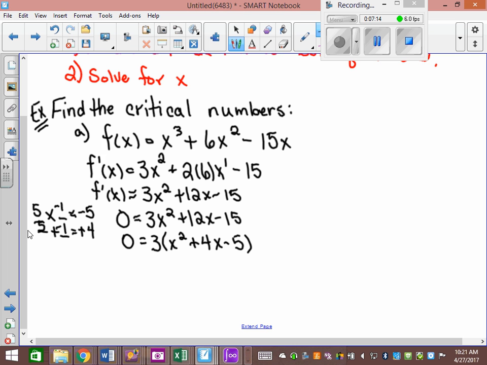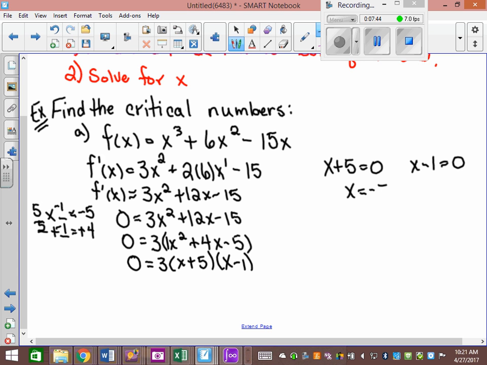And because there's a 1 in front of this x squared, I can just put brackets. I don't have to do decomposition. So I'm going to get x plus 5 and x minus 1. Does the 3 in front get me a critical number? No, because it doesn't have an x with it. But the other ones do. So x plus 5 equals 0 and x minus 1 equals 0, so x equals negative 5 and x equals 1.